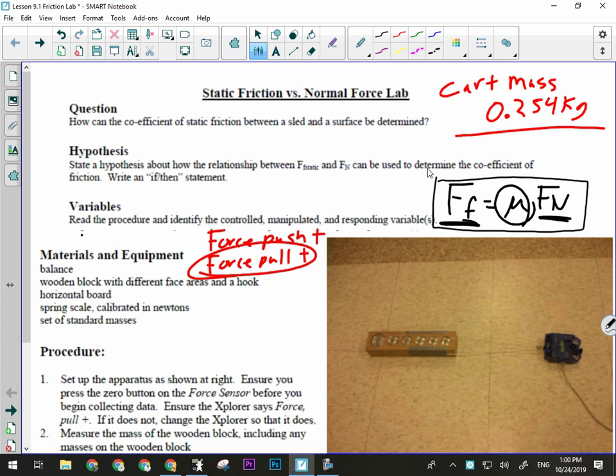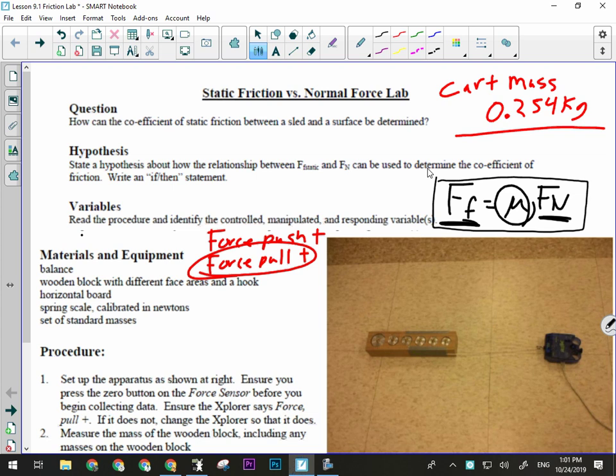So each time, what you're going to do is pull the sled. Now the technique here is important. When I pull the sled, I want to have the string taut, and then I just want to increase my pulling force gently until the sled just starts to move. Don't just jerk it. You want to slowly increase your pulling force until the sled moves. That's all you have to do for each trial.